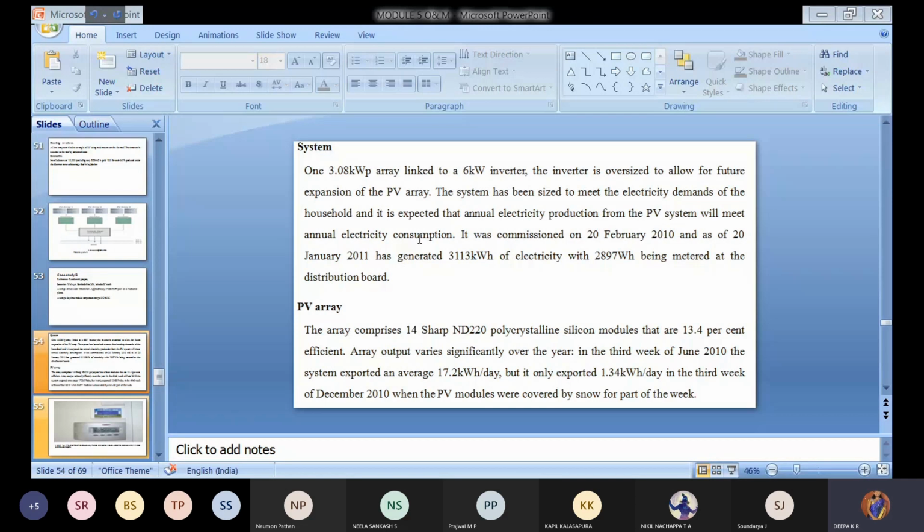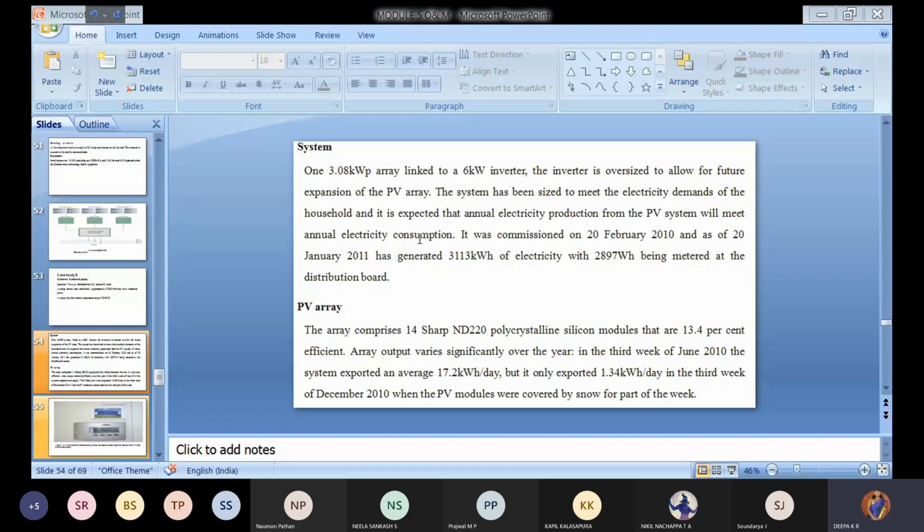So when you consider a 1 year span of time, you have got a good generation. You can see 3,113, it's not a small amount, but considering all the losses and those many things, you can say a minimum of 2,897 kilowatt hour was distributed at the board. That is the meter which displays how much you have produced. So you are going to get it as 2,897.